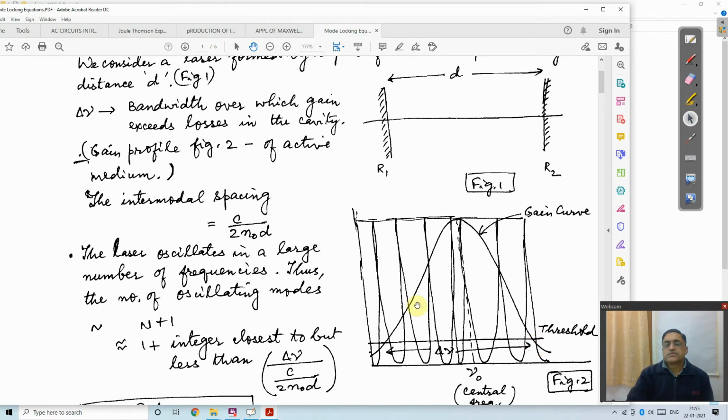We can easily see that delta nu is the bandwidth over which gain exceeds losses in the cavity. So this is where we would operate the laser, between these limits of frequency. This is called the gain profile.